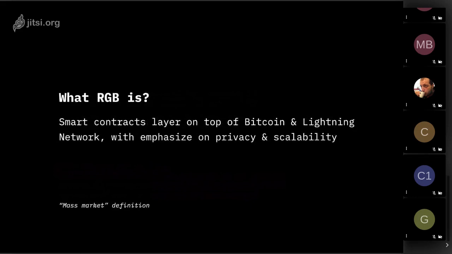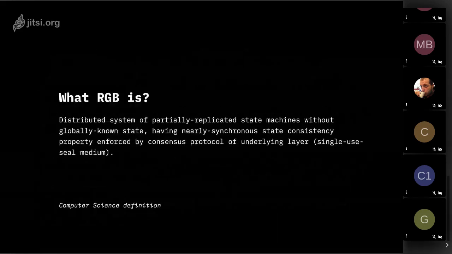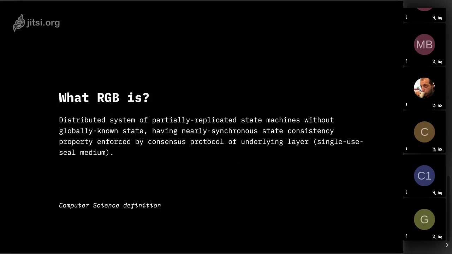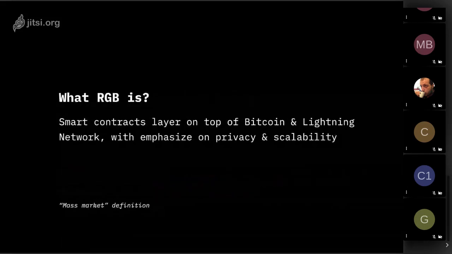I will start with a generic definition of RGB. Namely, today I will try to put the definition of RGB in 3 different forms. The first one is like a public market definition for those who are not very deep into the technology. Then the legal definition, and the final one will be a computer science definition. So I will go deeply through these definitions to unveil the essence of RGB.